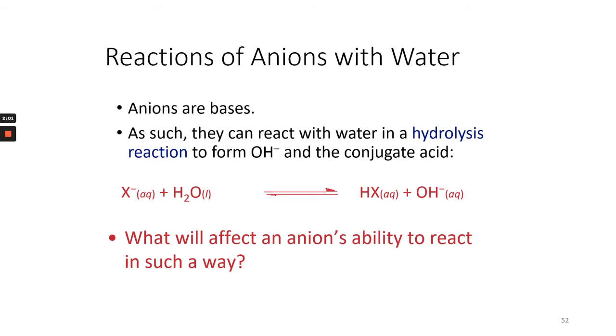So, reactions of anions with water. Remember, anions are negative. Anions are bases. As such, they can be written as a reaction with water, or hydrolysis, to form OH. So here you have your anion plus water, and you're going to form some acid plus OH minus. What will affect an anion's ability to react in such a way?